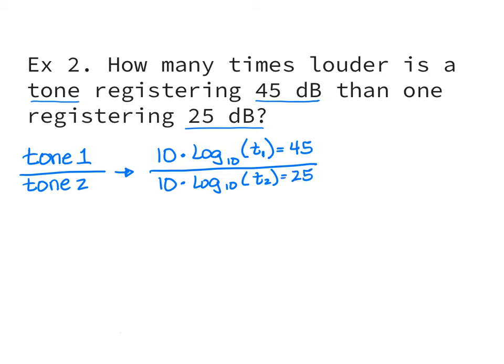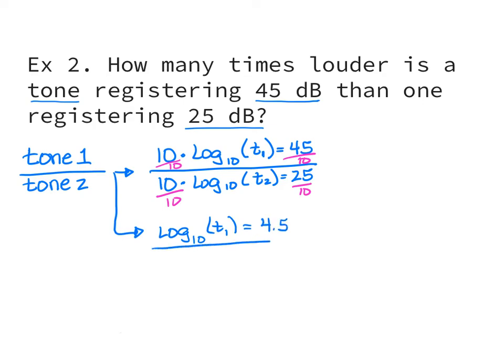Now I'm going to go down to the next step. We talked about a second ago that you're going to divide both sides of this function by 10, and we'll do that all in one step. So in the numerator, we now have log base 10 of T1 equals 4.5, over log base 10 of tone 2 equals 2.5.